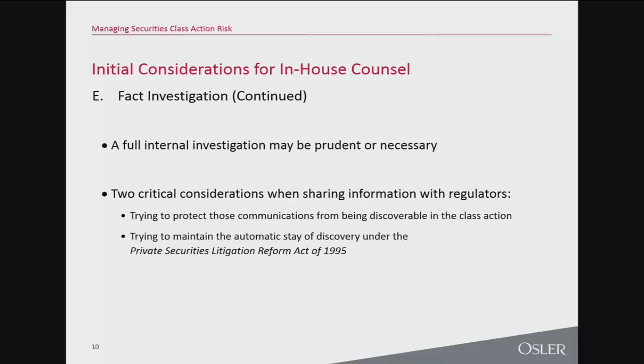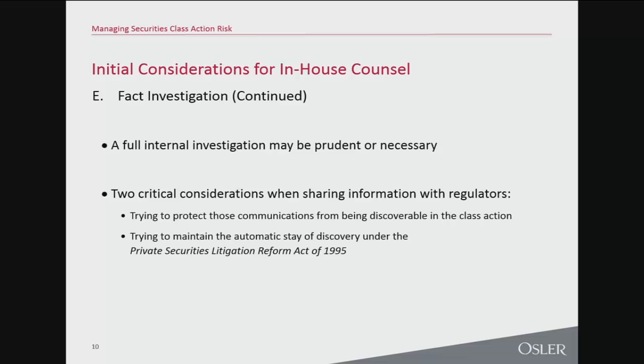And they differentiate that between core attorney-client communications and an attorney's legal analysis of those facts. The Department of Justice and the SEC are not supposed to ask for that latter category of analysis. Another thing that's important when you're dealing with a regulatory agency in the United States is to try to enter into a confidentiality agreement with that agency.